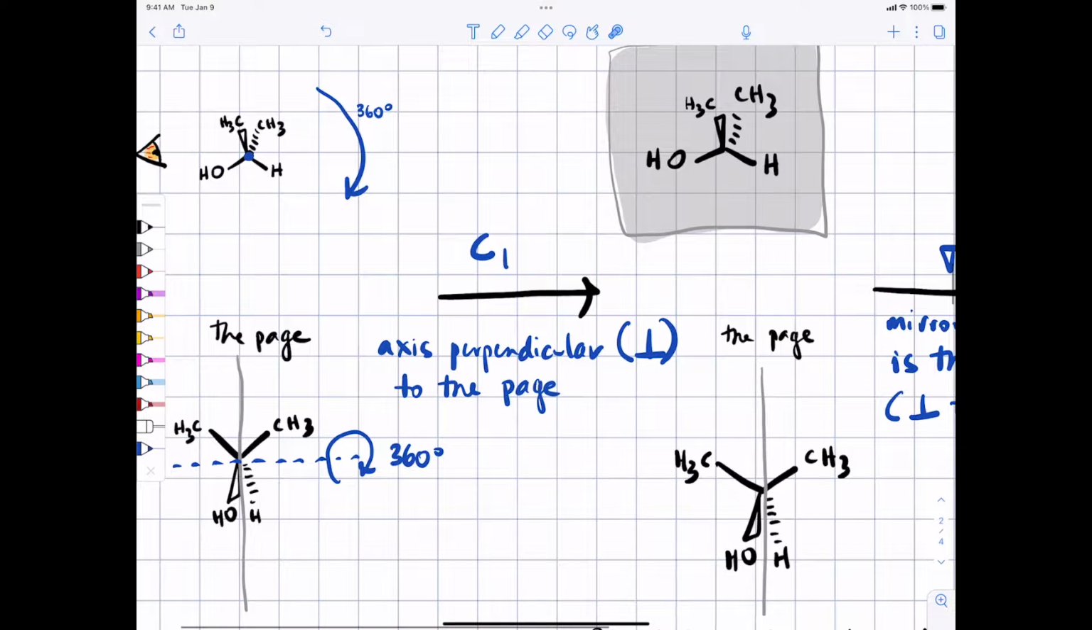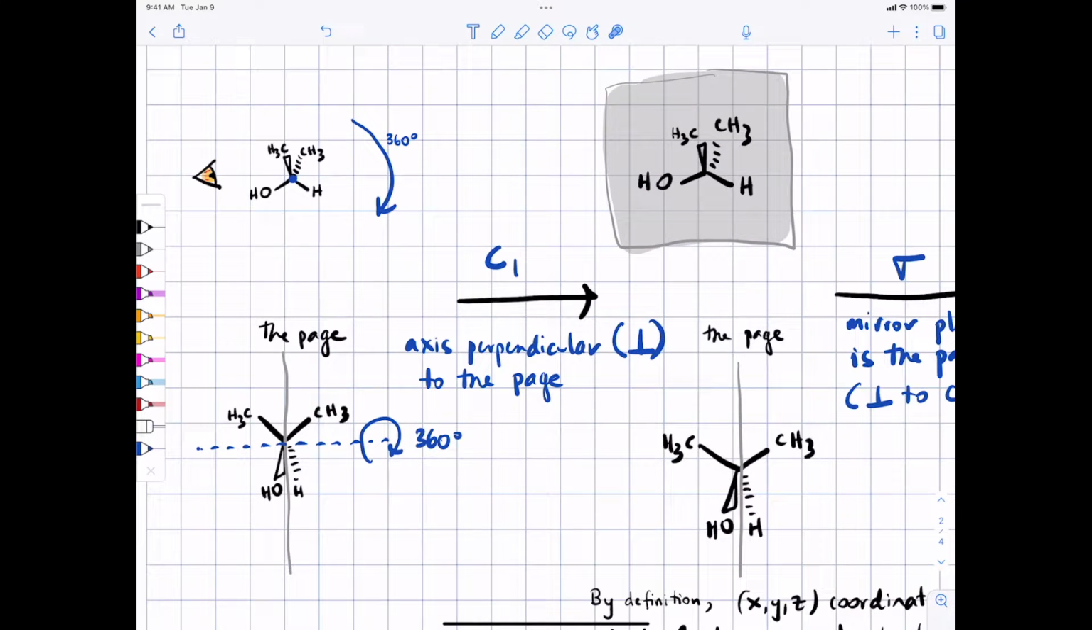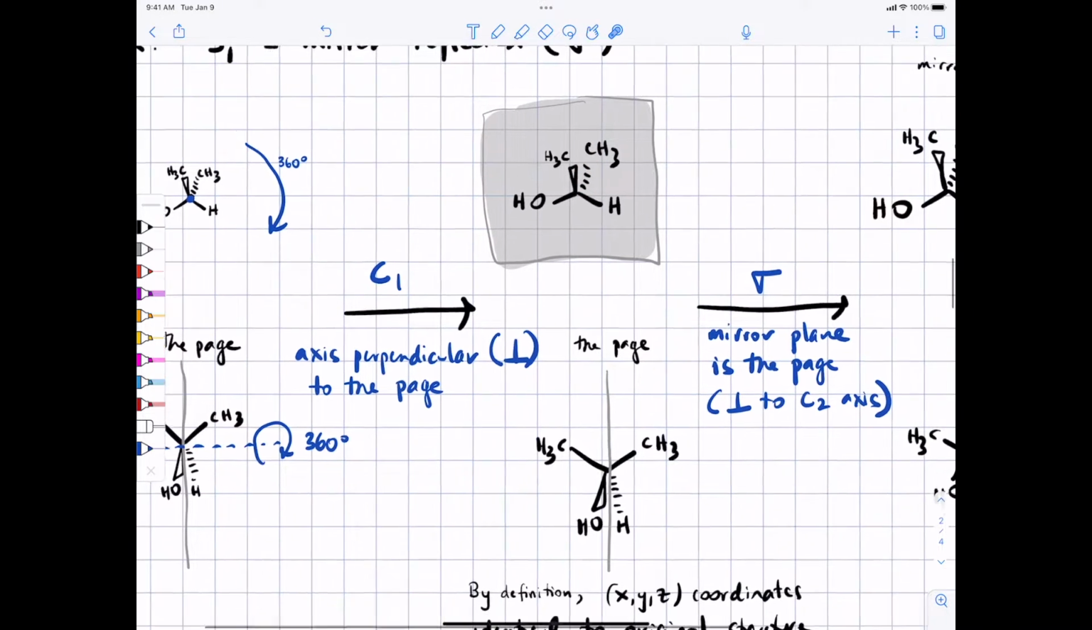Of course, it's the same thing, boring. But the point is not, is it the same thing after rotation, 360 degrees? The point is, is it the same thing after both the 360 degree rotation and the mirror plane? So I've tried to draw a mirror plane. This mirror is in the plane of the page, so it contains the OH and H groups. The methyl is above the mirror, and the other methyl with the dash is below the mirror.